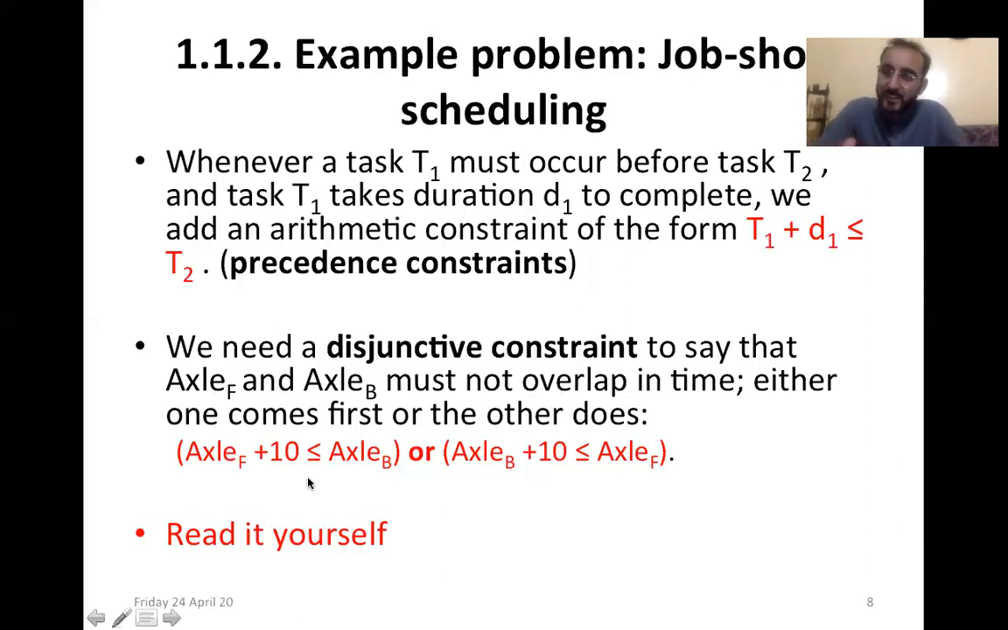So how can you write it into the form of mathematics, or how can you use some mathematical notation here? It is something like this: XLF plus 10, where 10 is the duration. That is not something different. So XLF plus 10 less than or equal to XLB. That is giving this information clearly that XLF is going to be assembled first, or XLB plus 10 less than or equal to XLF. So this "or" is basically the disjunction. So these are disjunctive constraints.